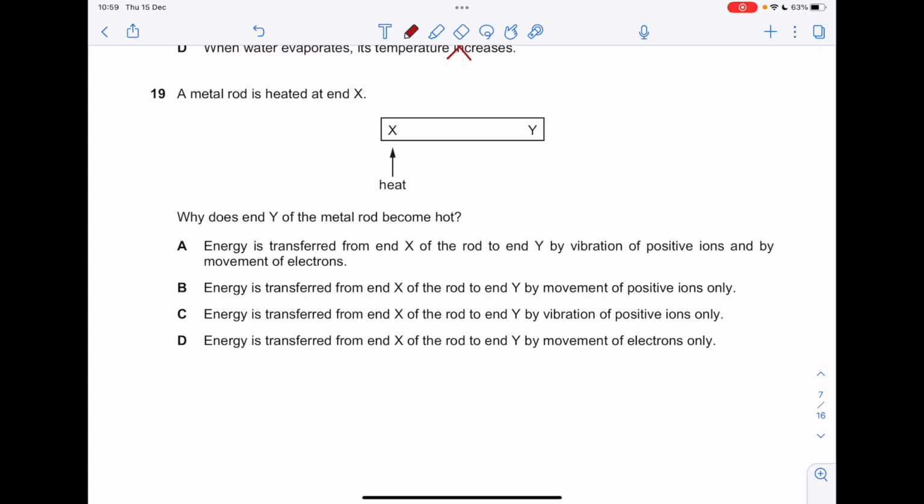A metal rod is heated at end X. Why does end Y of the metal rod become hot? So this is a question about conduction. When the heat is applied here, the positive metal ions start vibrating more, and then the electrons which are delocalized within the metal are free to move. It's the combination of these two things which will transfer that heat to end Y. So if we look at the options, A: energy is transferred from end X to end Y by vibration of positive ions and by the movement of electrons. Yes. Everything else is just saying one or the other.